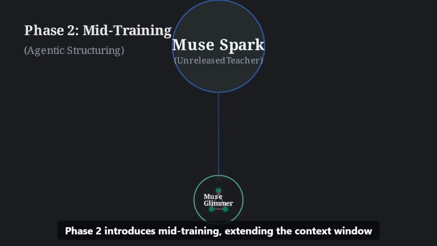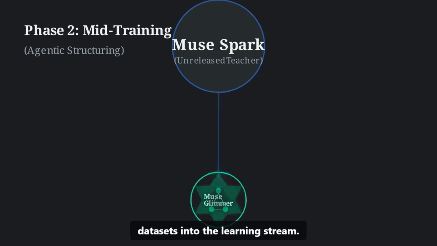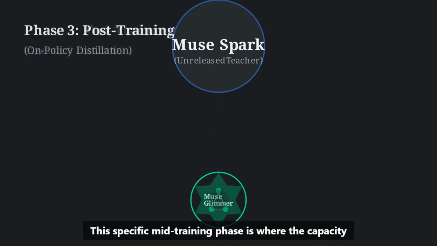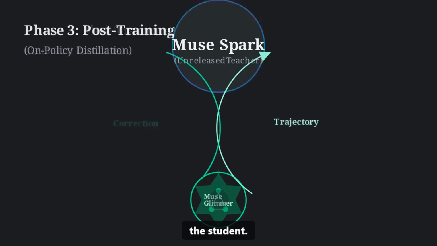Phase 2 introduces mid-training, extending the context window of the material. This phase injects rich reasoning traces and highly agentic datasets into the learning stream. This specific mid-training phase is where the capacity for multi-step tool use is structurally embedded into the student.